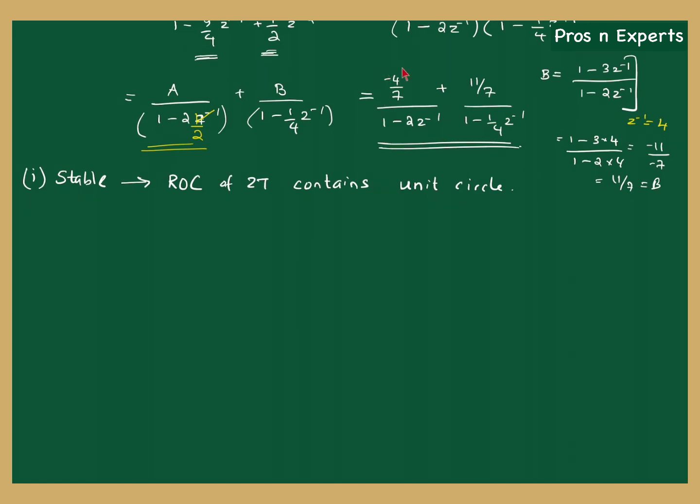This term alone will be having a Z transform. This term alone is a Z transform, and this term has its own ROC. This term has its own another ROC. But what is the ROC of the whole term? It will be the intersection, or the common area, of the two individual ROCs. So let me first draw the ROCs.